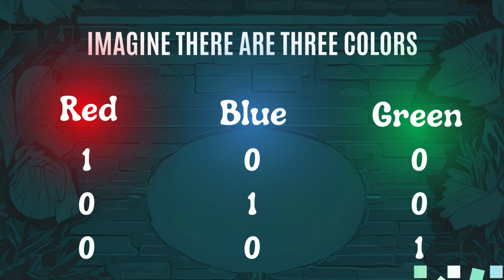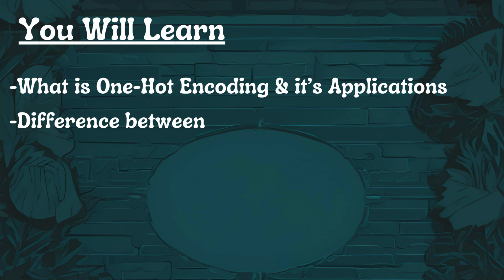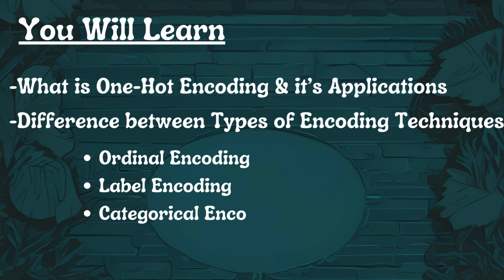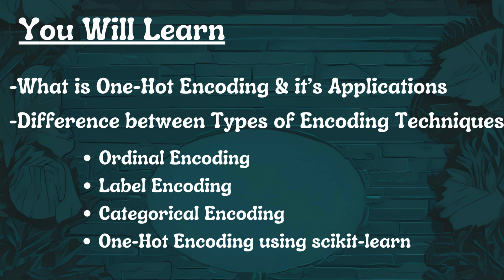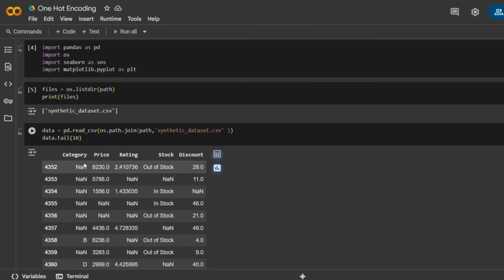After this video, you will be able to understand what one-hot encoding is and how to apply this concept to your own dataset while working with a machine learning model. You will also be able to understand the difference between each encoding technique, be it ordinal encoding, label encoding, or categorical encoding. We will also see how to apply Scikit-learn for enabling the one-hot encoding technique. So let's get going.